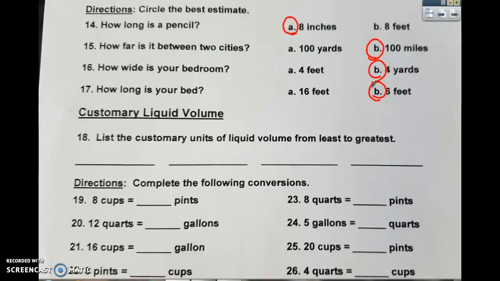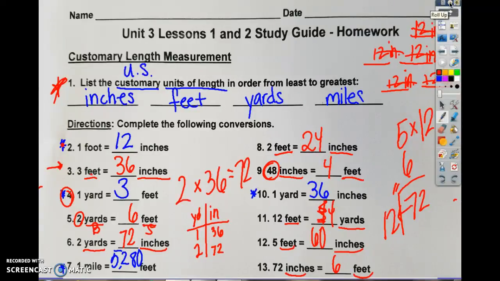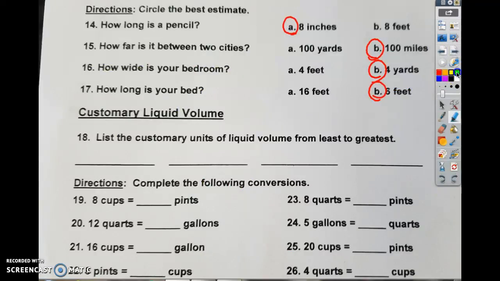Customary liquid volume. So, we just went through the length. So, this messy page on the back here, these are all length measurements. We did customary length measurements. Now, we're going to do customary liquid volume. Liquid volume means how much is inside of a container. How much liquid is inside a container.